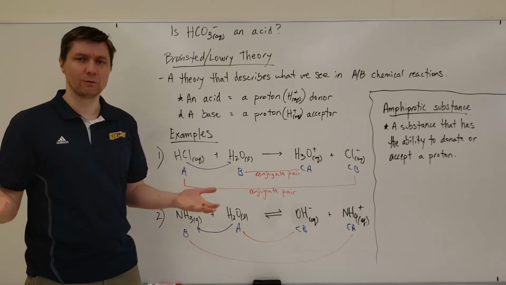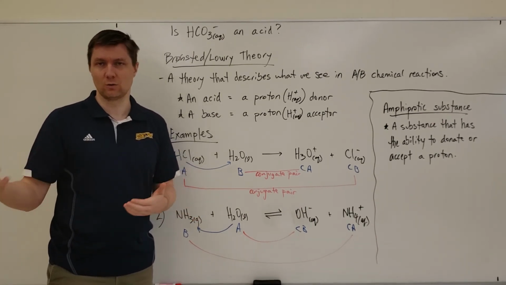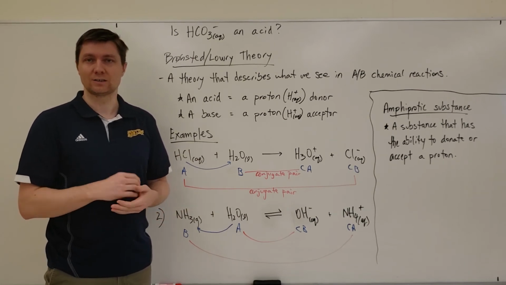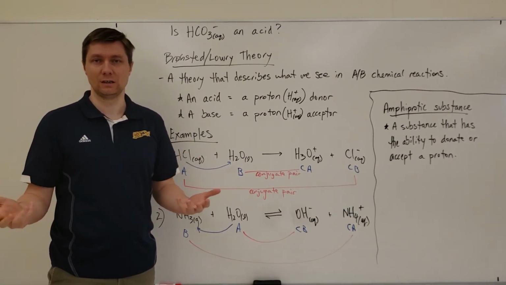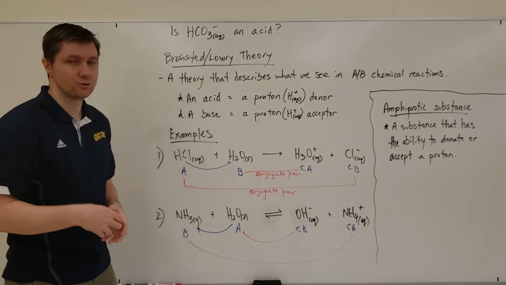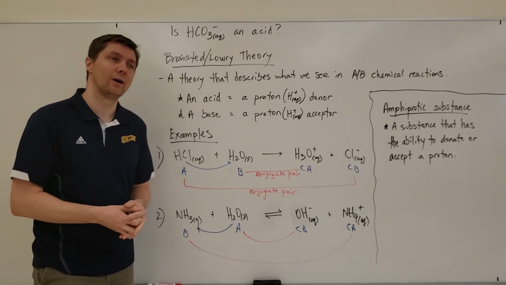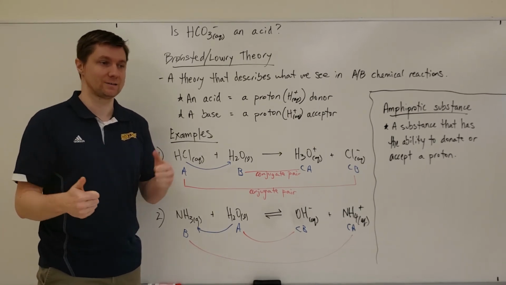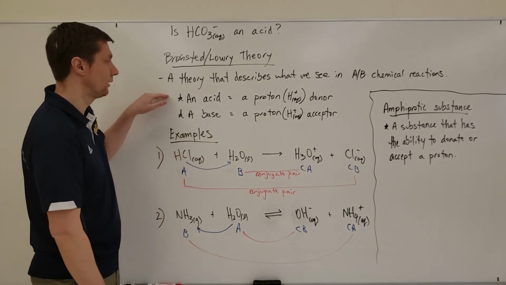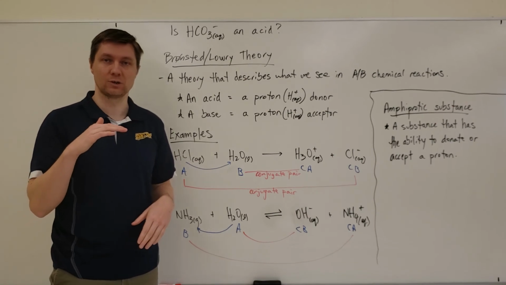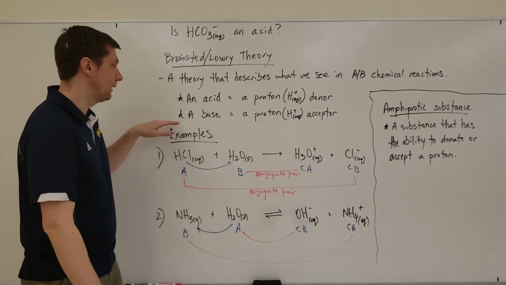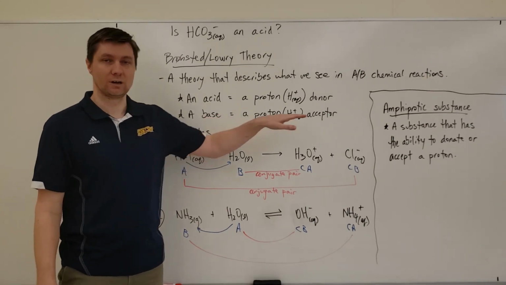It's not a theory that we really use to predict what's going to happen. It's more a theory that we use to explain things that we are seeing in chemical reactions. So there are two definitions that you need to know for the Bronsted-Lowry theory, the definition it has for an acid and a base. You can see them up here on the board. An acid is, simply put, a proton donor. Now, proton meaning an H plus ion. A base is a proton acceptor.